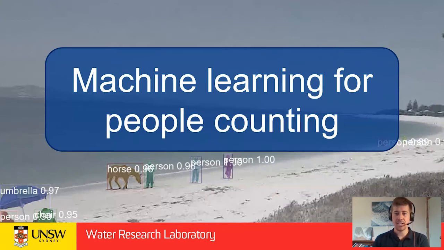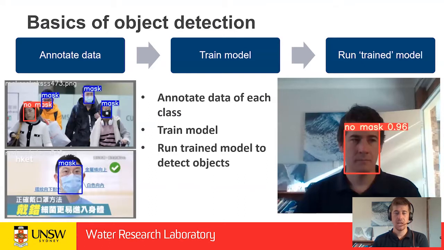So first of all, let's touch on the use of machine learning for people counting. To start with, we'll talk about the basics of object detection. Machine learning has come a very long way in recent years in what it's capable of achieving. But in its essence, there's three real steps to training a machine learning model to detect an object.